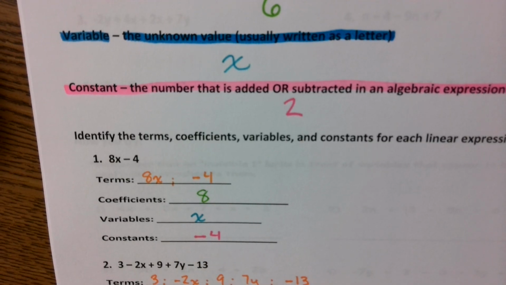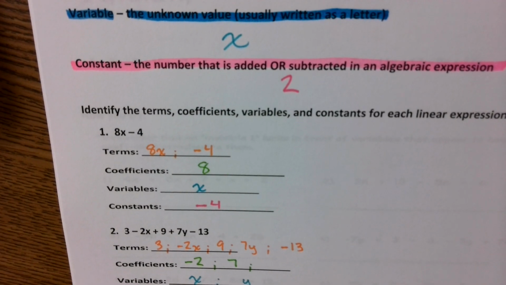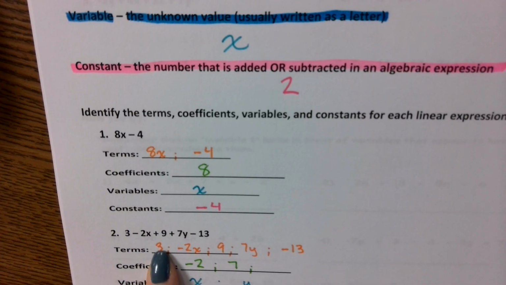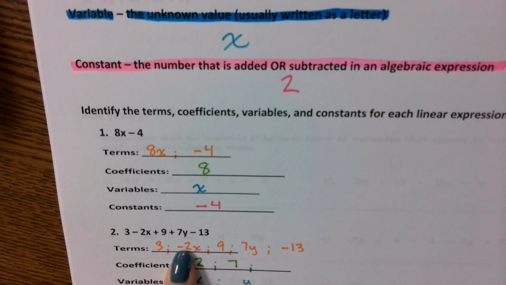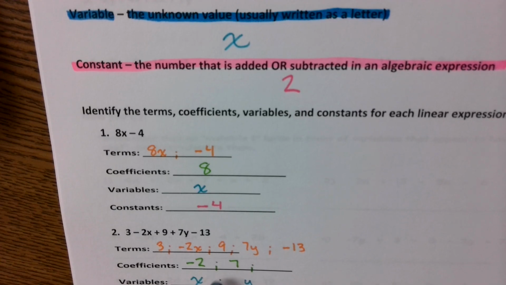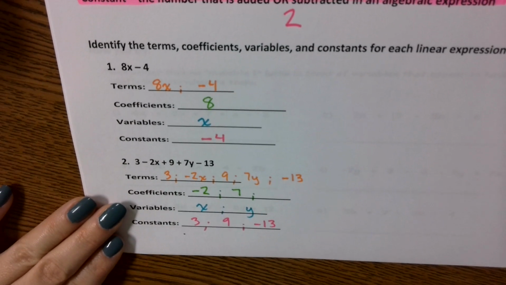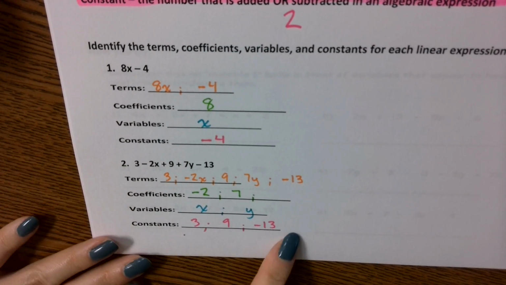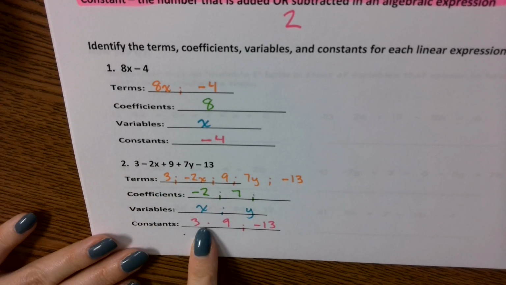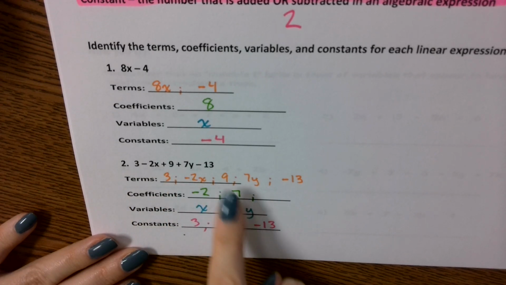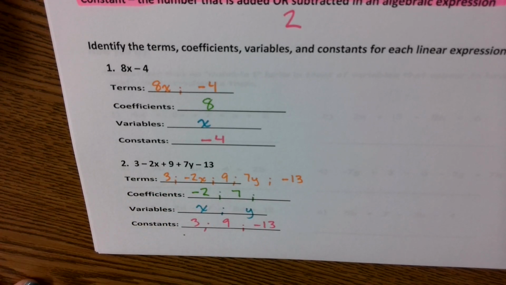Okay, for problem 2, we have several terms here. We've got 3, a negative 2x, a positive 9, a positive 7y, and a negative 13. Our coefficients are negative 2 and 7 because they're the only numbers attached to our variables, which were x and y. And then our constants are the only numbers that stand independent by themselves: the 3, the positive 9, and the negative 13. Those are going to be our constants. Any questions?